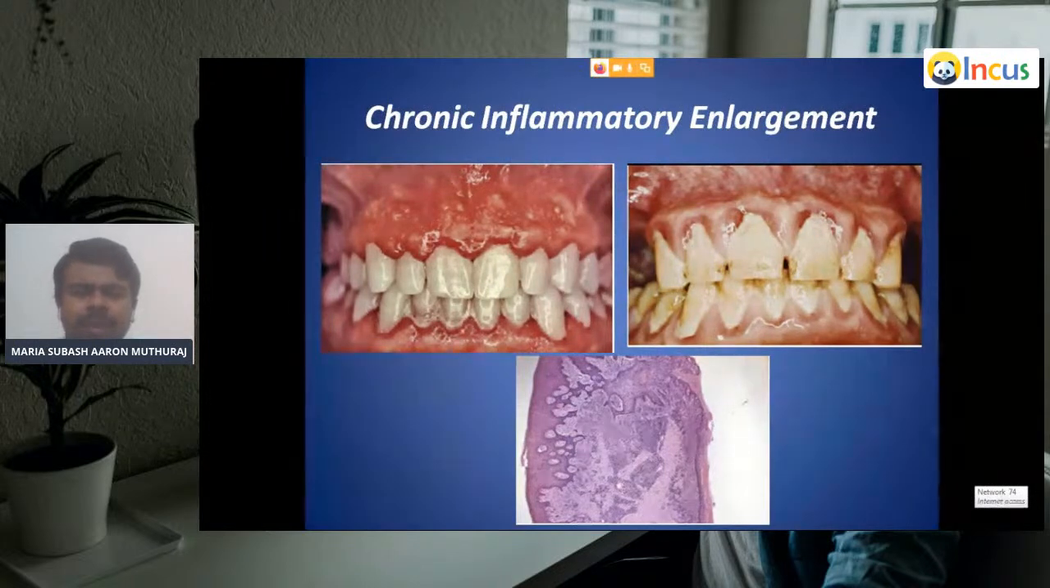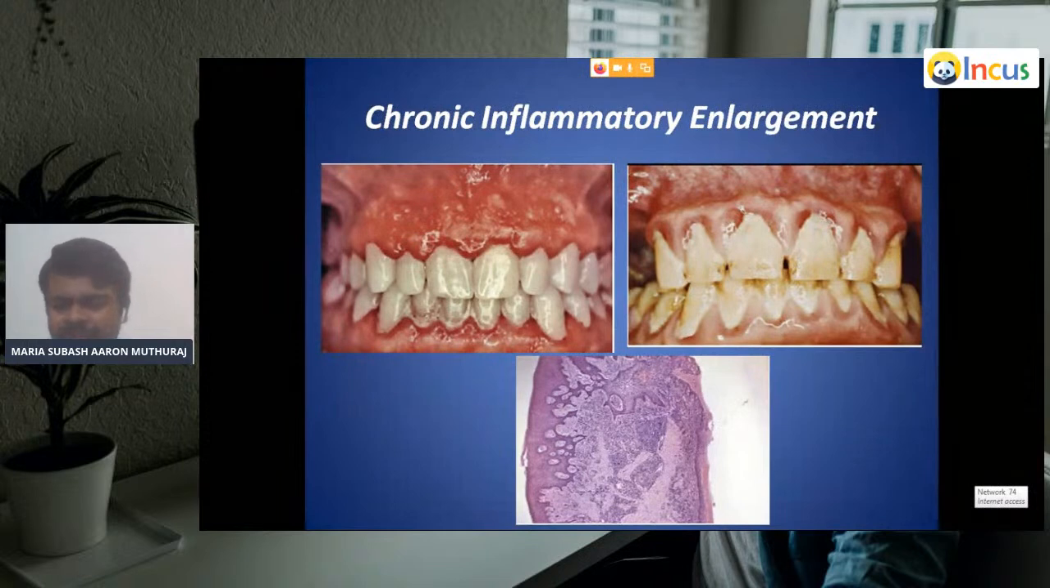Here, the interdental papilla and marginal gingiva are most commonly affected. Mostly the interdental papilla is more commonly affected, followed by the marginal gingiva. The lesion will be very reddish in color due to the high inflammatory cell component. In some cases it will be firm also. If there are fewer inflammatory cells and more fibrotic component, then the enlargement will be pink in color.